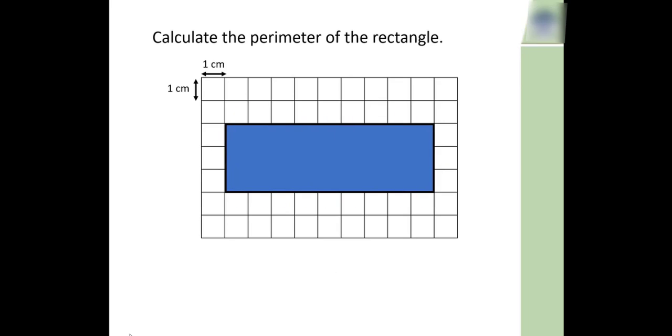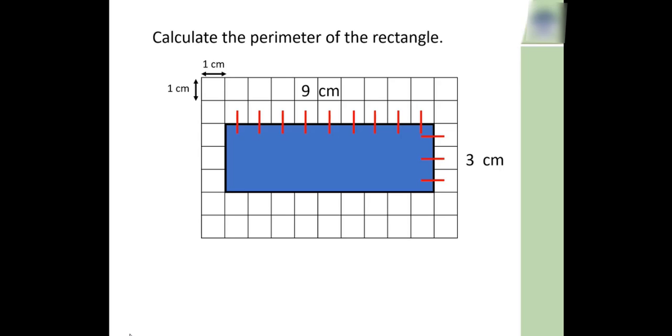Here's the same rectangle, but this time I'm going to try and use a more efficient method by using what I know about rectangles. Watch. 1, 2, 3, 4, 5, 6, 7, 8, 9. The length of the rectangle is 9 centimetres. Now let's find the width. 1, 2, 3. The width of the rectangle is 3 centimetres.